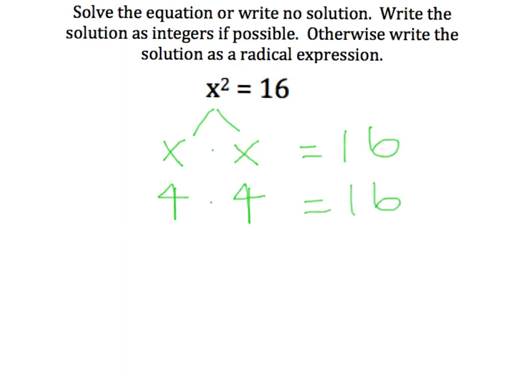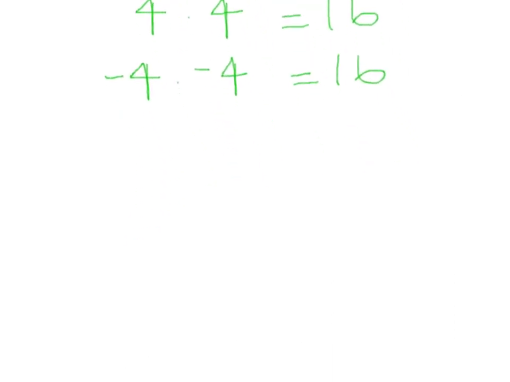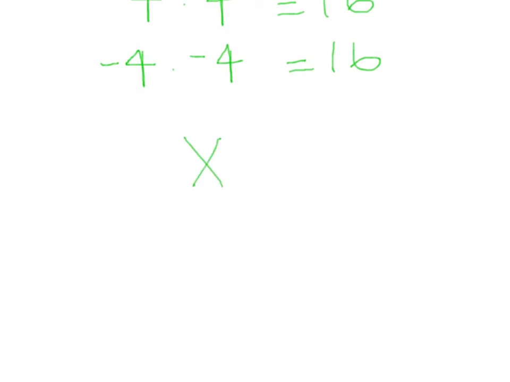Is there any other number times itself that will give you 16? I hope everybody's thinking negative 4. Negative 4 times negative 4 is also positive 16. So what this tells me is when I have an equation like x squared equals 16, I might end up with two different answers. I need to include both of them in my solution.